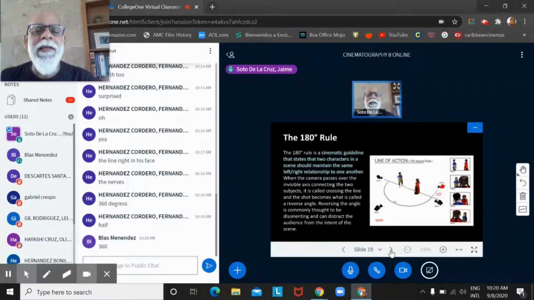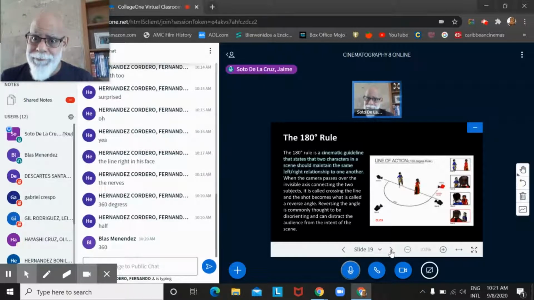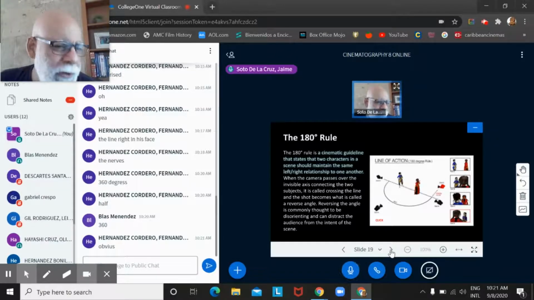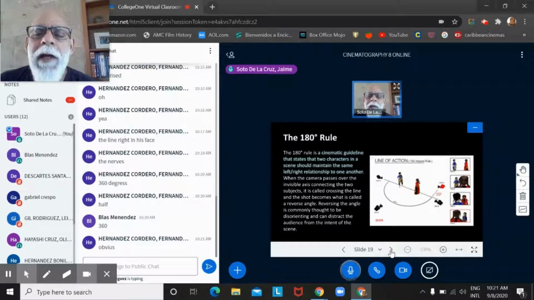So what this rule is saying is the following. If you're shooting a subject, in your mind, you have to imagine that those two subjects are in a circle. And if you're going to move the camera, you cannot move it beyond the 180-degree mark. If you're looking at this picture, you have a photograph of two characters or two actors in a movie having a conversation. Look at where the cameras are placed.